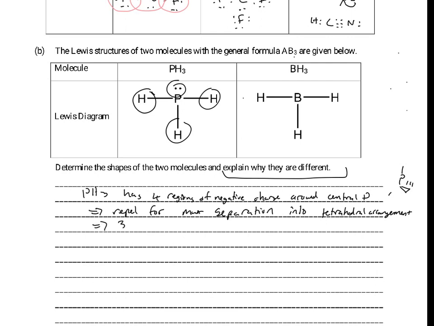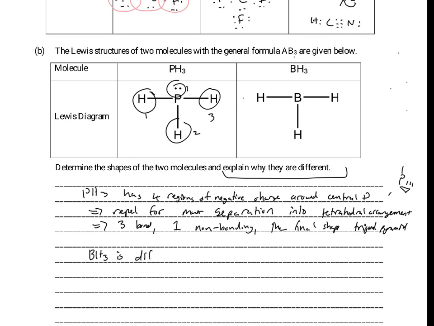Now, because 3 of those regions are bonded, 1, 2, 3, and 1 is non-bonding, the final shape is trigonal pyramid. Okay, so that's talking about PH3.